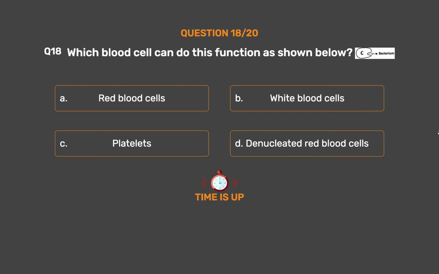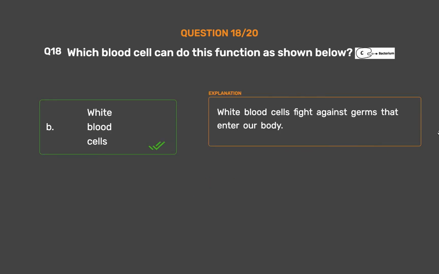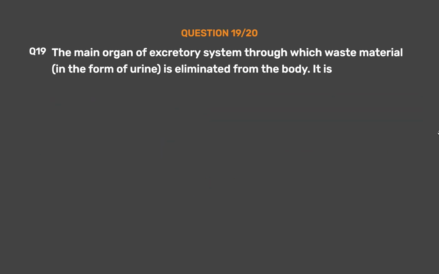The correct answer is option B. White blood cells. White blood cells fight against germs that enter our body. Question number 19. The main organ of excretory system through which waste material, in the form of urine, is eliminated from the body. It is option A.